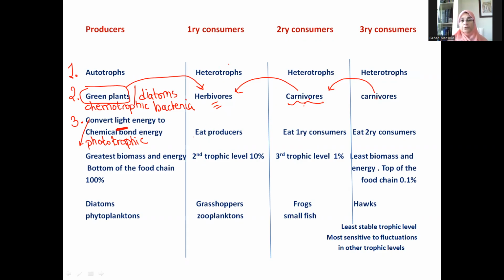the primary consumers, of course, will eat the producers, and then the secondary consumers will eat the primary consumers. Now, as we said before, the energy that is transferred from each trophic level to the subsequent trophic level is only 10% of the previous trophic level.